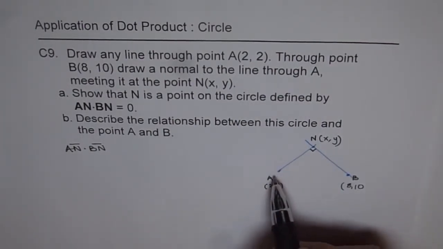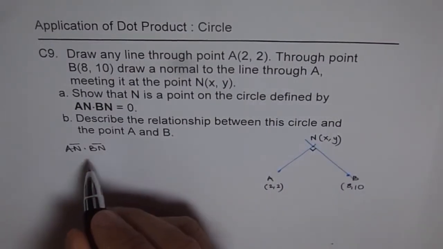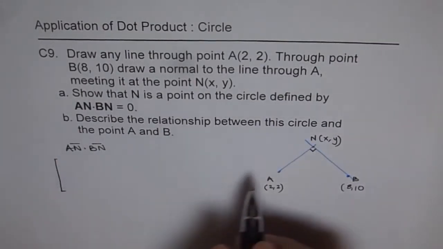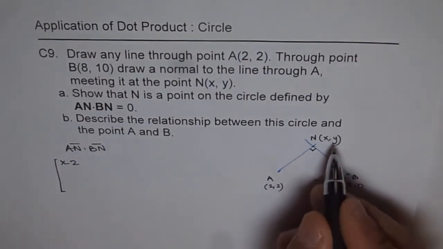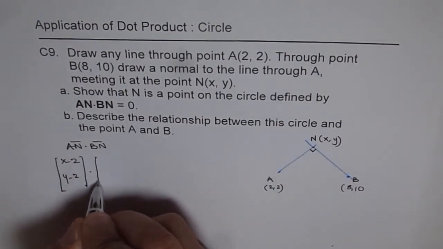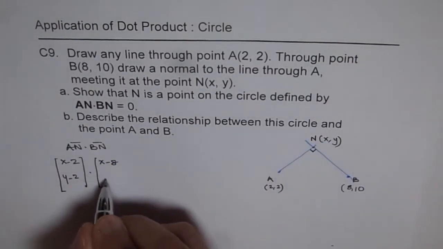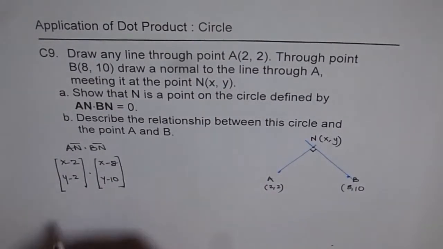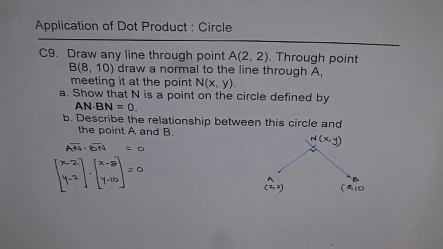Now AN is x minus 2 and y minus 2, correct? So I can write AN as (x minus 2, y minus 2). That is my AN dot BN. So BN will be (x minus 8, y minus 10), correct? That is AN dot BN. It's given to us that this is equal to 0. That is what is given to us.